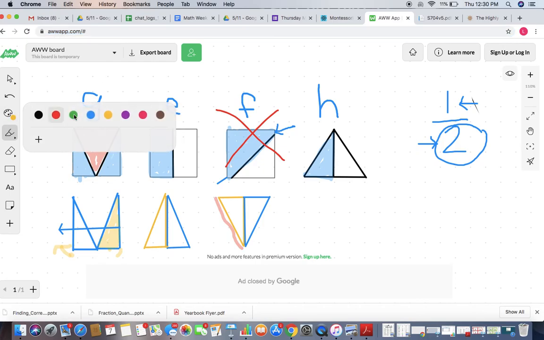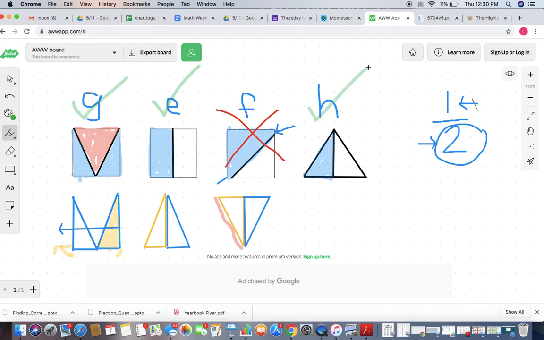So when we check them out, that means E was a good one, F was not, G was exactly a half, and H was exactly a half. That was a tough one, huh? Tough to do when we don't have those materials in front of us and you only have me drawing it. But hopefully you can have a good vision now for how this is exactly the same.